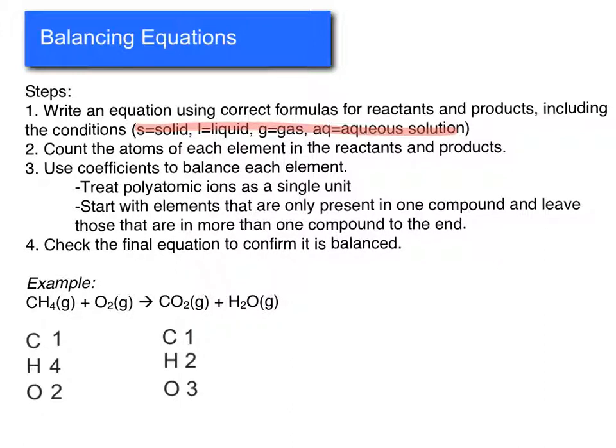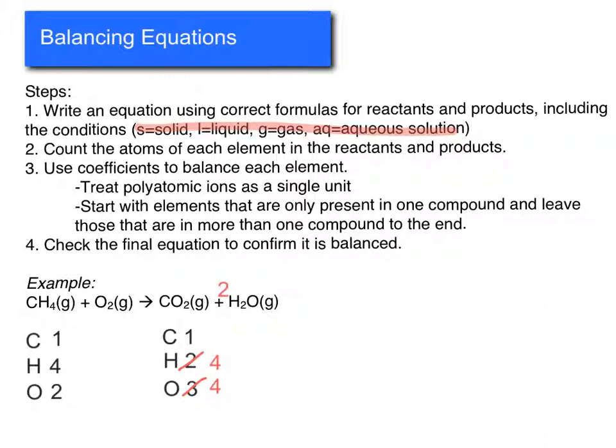Great. All right, we have 4 hydrogens in the reactants, and we only have 2 in the products. So how are we going to change that? We're going to put a 2 here in front of the water to make 2 waters. All right, that's going to change the number of oxygens over here as well as the number of hydrogens. So that's going to give us 4 hydrogens in the product, and we already had 4 in the reactants.